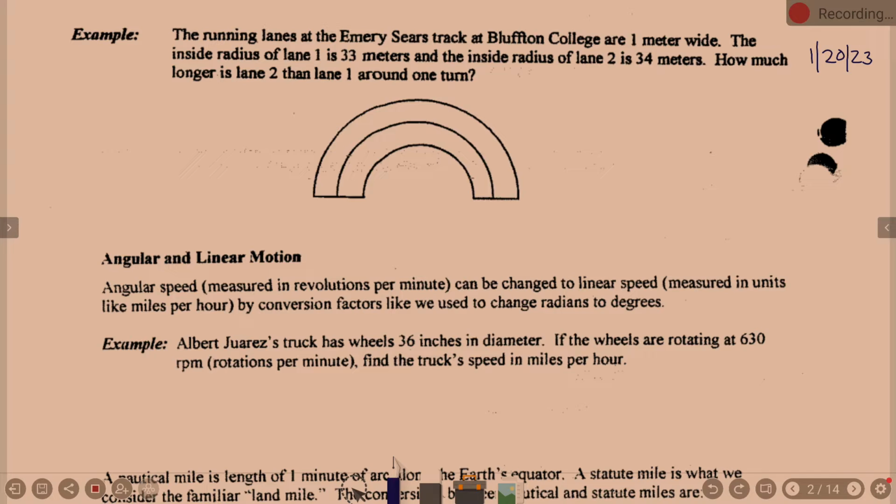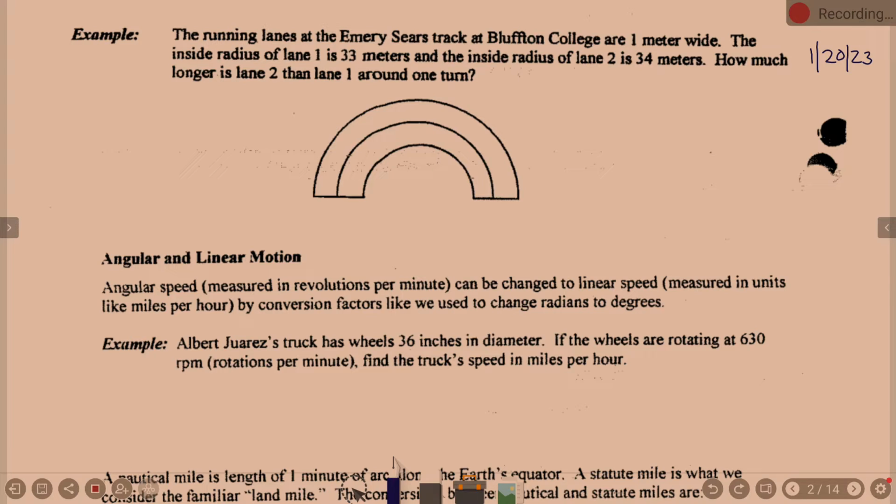The next example. The running lanes at the Emory Sears track at Bluffton College are 1 meter wide. The inside radius of lane 1 is 33 meters, and the inside radius of lane 2 is 34 meters. How much longer is lane 2 than lane 1 around one turn? So not a rainbow. This is a track around one turn. Technically, if you ask me, this would be around 2 turns, because it's an end, but we're just going with what the problem says here, okay?